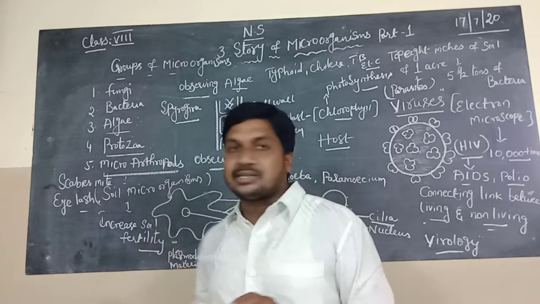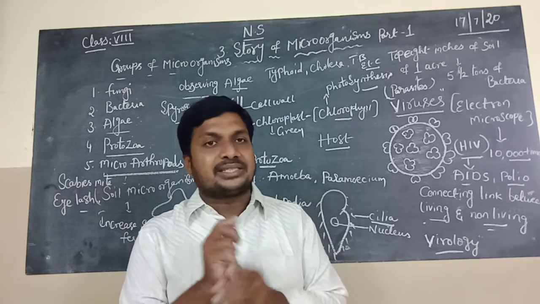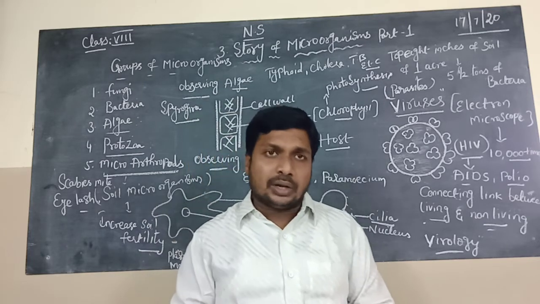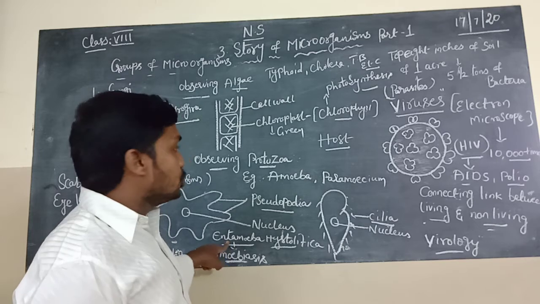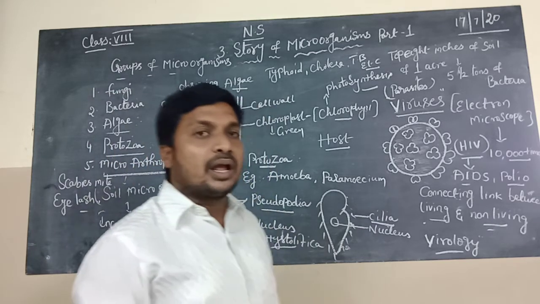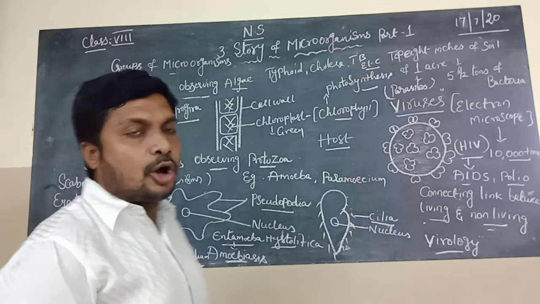Some protozoans like Plasmodium, what is that? Plasmodium causes a disease known as malaria. We all know about malaria. And Entamoeba is a protozoan which causes a disease known as amoebiasis or gum motions. Next group of microorganisms, microarthropods.